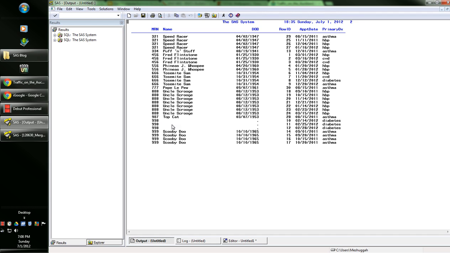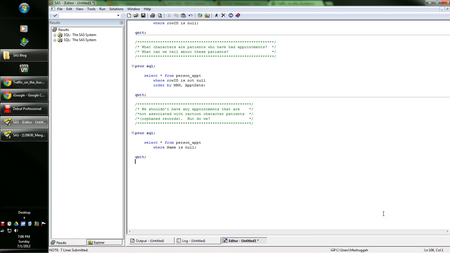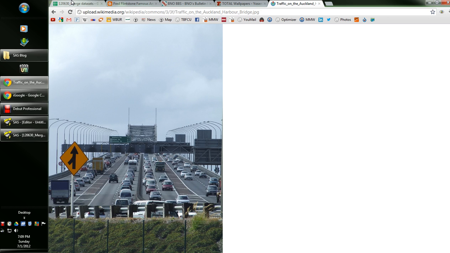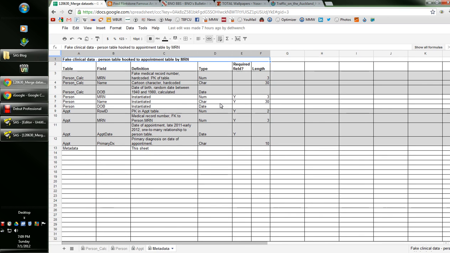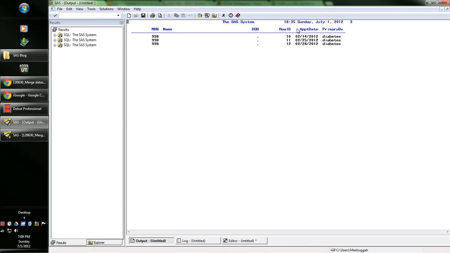Wait a second, who's 998? There's no name here. What's going on? Well, okay. We shouldn't have any appointments that are not associated with any cartoon characters, right? It's illogical, and it's not in sync with our documentation. After all, we have this over here that says that name is supposed to be filled in. I don't see a name there. Well, let's go back here. Proc SQL, select all from person underscore appointment where name is null. It's not supposed to happen, but there you go. Somebody came in on Valentine's Day with their diabetes. I don't know what's going on.